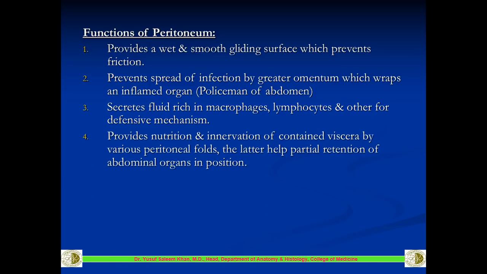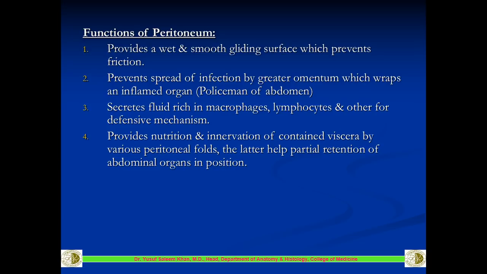The fourth is it provides nutrition as well as innervation of the contained viscera by various peritoneal folds, and that latter has partial retention of the abdominal organs in its position. This is a very important concept. Whenever an organ is invaginating, it has to be provided with sufficient quantity of nutrition as well as innervation.